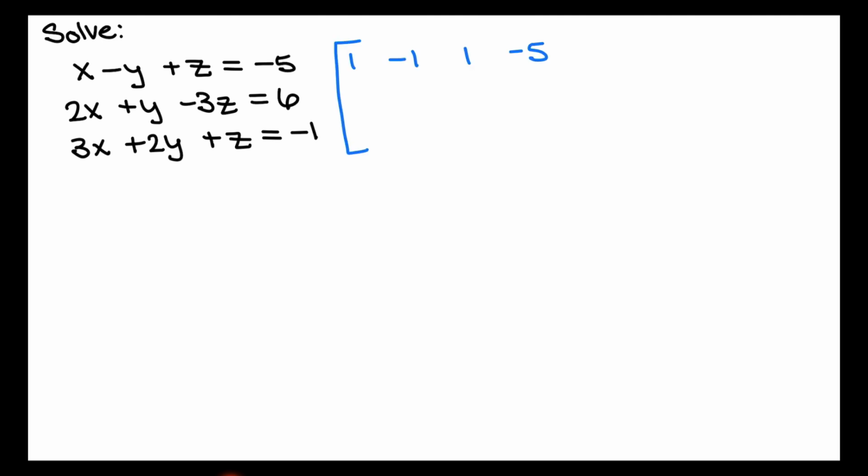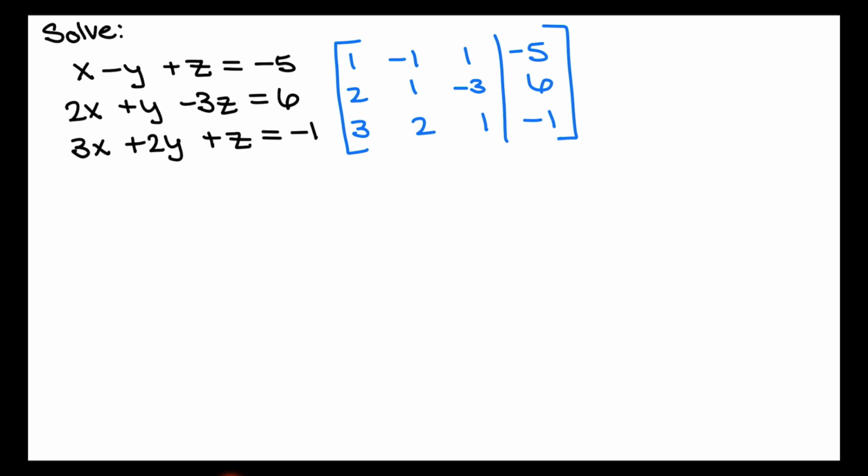So geometrically, that's what we're doing here. But let's solve this by first putting this into a matrix. So first row is my first equation. So I take the coefficients 1, negative 1, 1, and then the constant negative 5. Second row is my second equation. So coefficients 2, 1, negative 3, constant is 6. And that third row corresponds to the third equation, 3, 2, 1, negative 1. I'm going to put that line in there. That represents my equal sign.